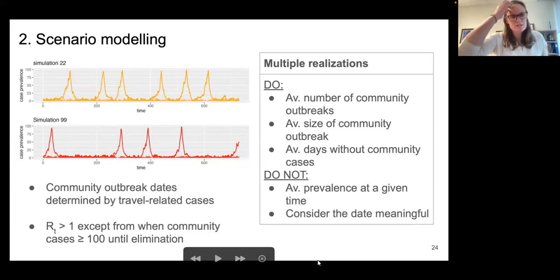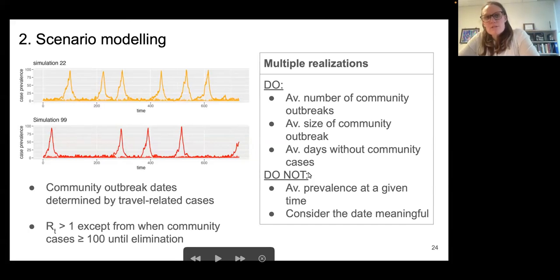Well, the rules that go into the simulation that I'm showing is that RFT, the community spread rate, is bigger than 1, except when community cases are bigger than 100, and then you implement restrictions. So there's really only a few days in there for the red one, simulation 99. We've got 1, 2, 3, 4 community outbreaks that are suppressed. So there's 4 periods of time when I have community spread rate corresponding to R less than 1. All other times R is bigger than 1, representing the idea that you can relax restrictions between community outbreaks.